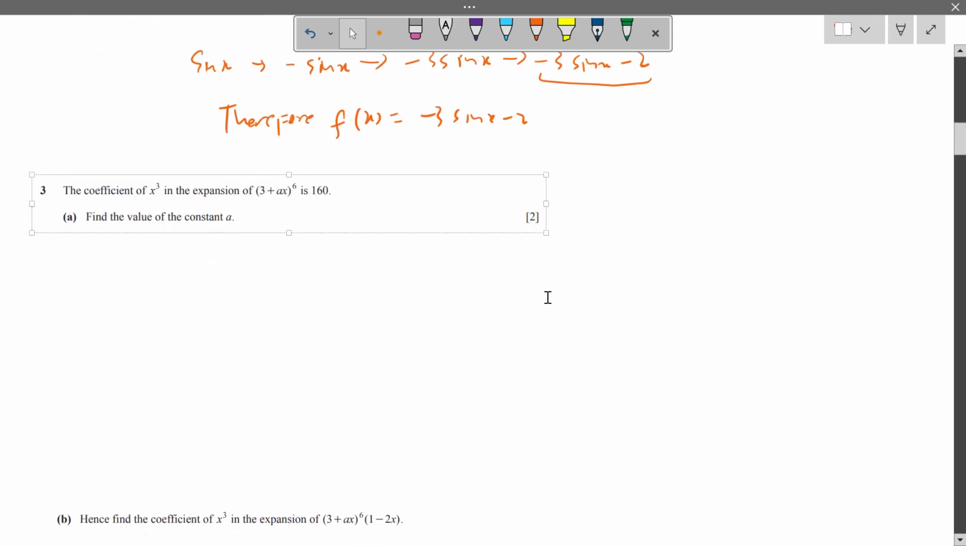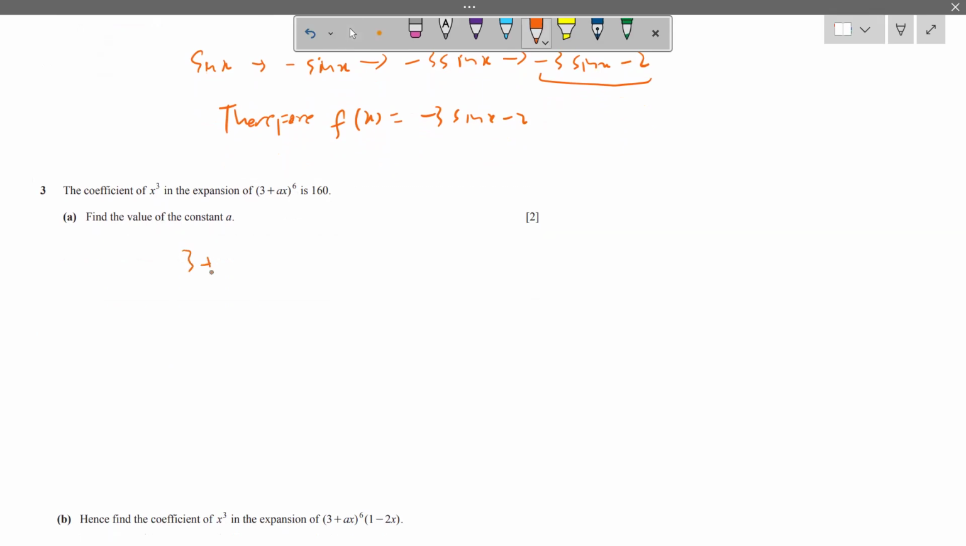All right, number 3. The coefficient of x cubed in this expansion is 160. Find the value of the constant a. In this question, the concept we have to use is binomial expansion. So (3 plus ax) to the power of 6 is equal to the sum of 6 choose n, times 3 to the power of n, times (ax) to the power of 6 minus n, where n goes from 0 to 6. Now, this gives you all the terms in the expansion of this expression. We're only looking for the coefficient of x cubed here.